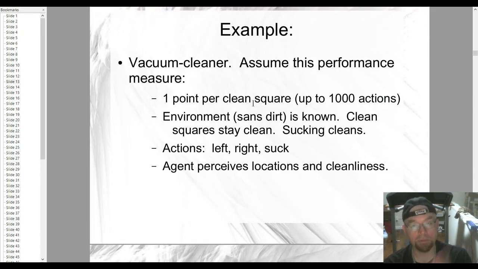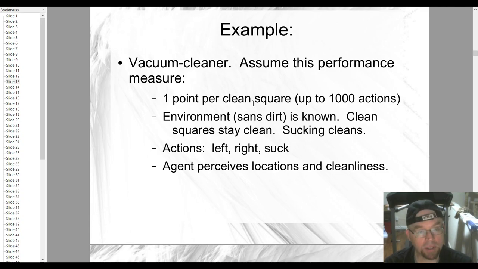So here's an example, a performance measure. When the vacuum cleaner's done, you can say, all right, 1 point per clean square, with a maximum of 1,000 actions taken to get that number of clean squares, because depending on how you programmed the vacuum cleaner, you could end up in an infinite loop. So you can make sure that an infinite loop doesn't happen by saying, we're going to score you, but you only get 1,000 chances to get this right. You're putting in a hard turn limit, as it were.